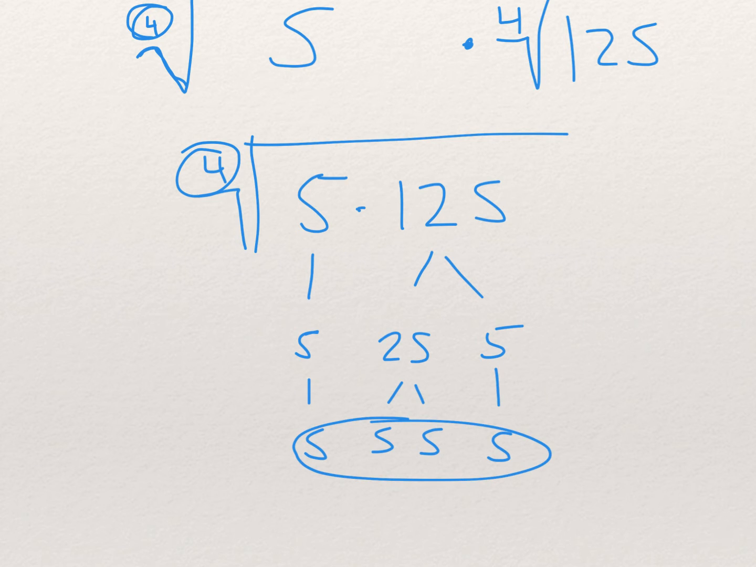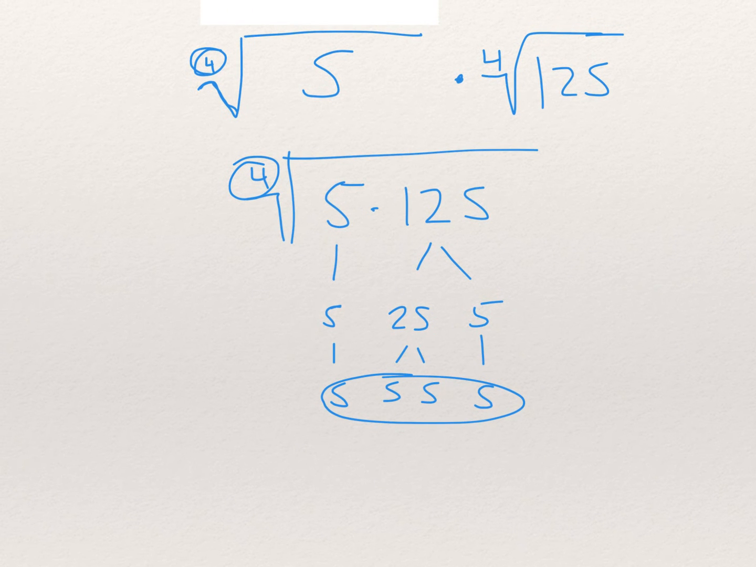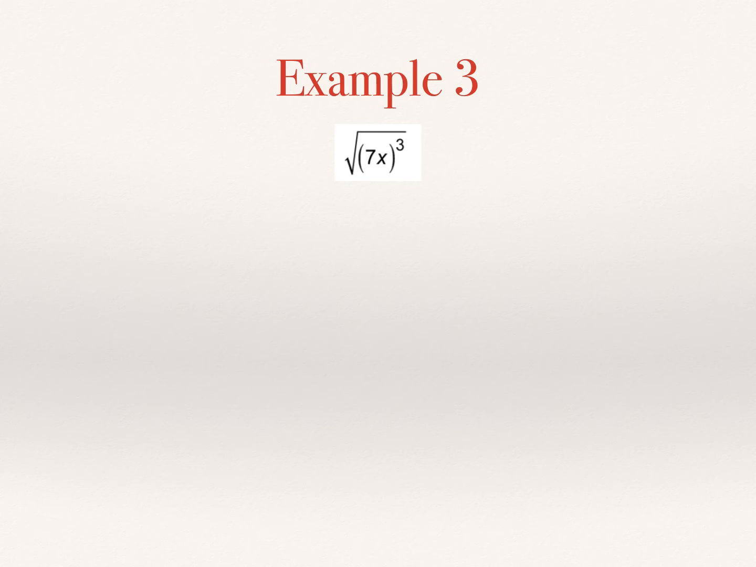So when we circle, how many 5s come out? 1. Just 1. Whatever you circle, just one of those things comes out as a whole number. Do we have anything left on the inside? Anything we didn't circle? No. So our answer is 5.